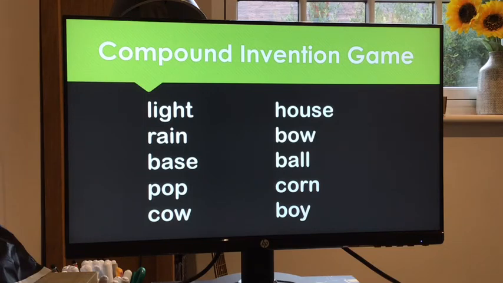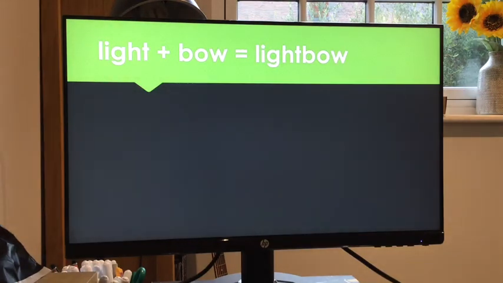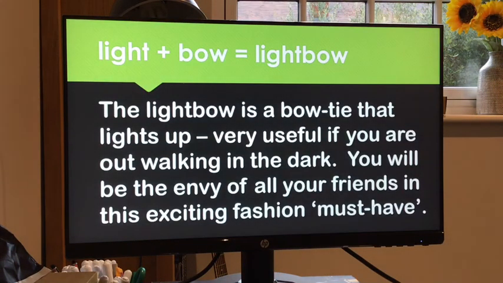And once you have joined your two words to form your compound word, you have then got to sell your invention to your friends. Let me give you an example. So I picked light and bow to make a compound word, light bow. I then had to sell it to people. The light bow is a bow tie that lights up, very useful if you are out walking in the dark. You will be the envy of all your friends in this exciting fashion must-have.